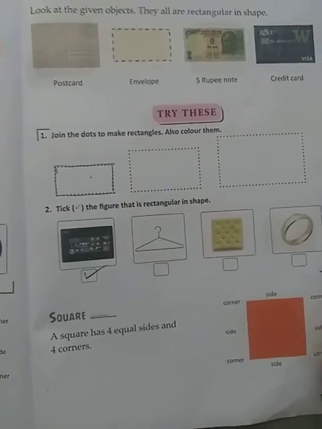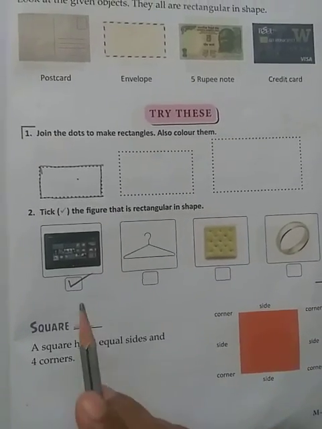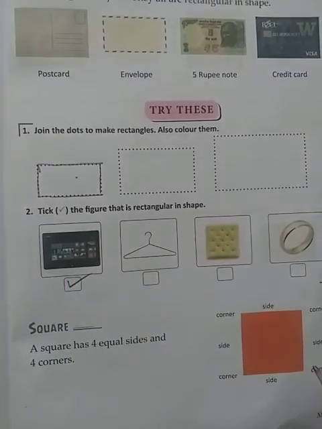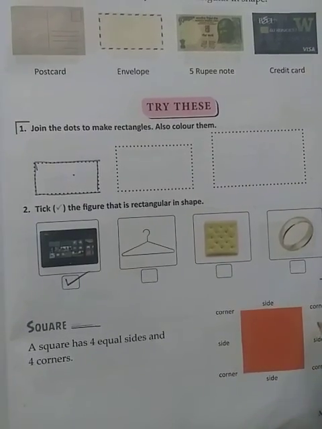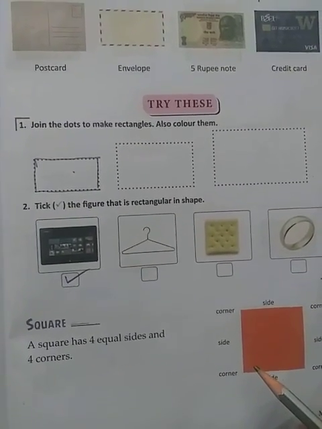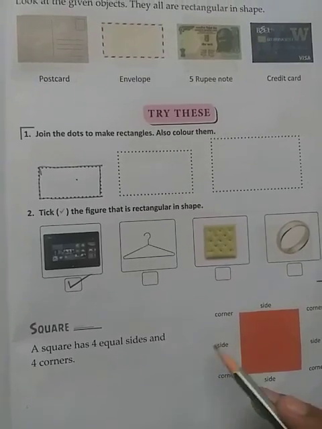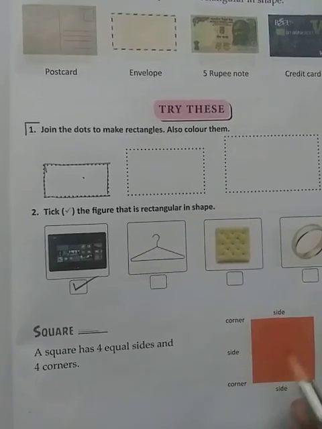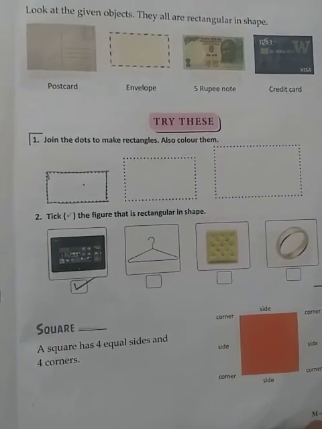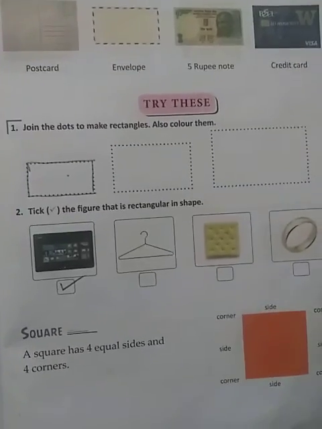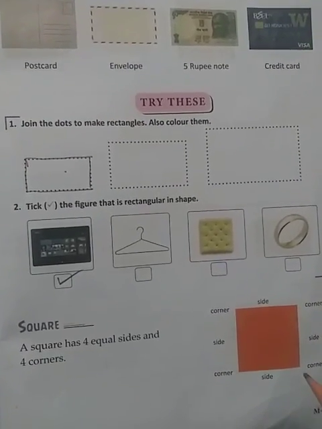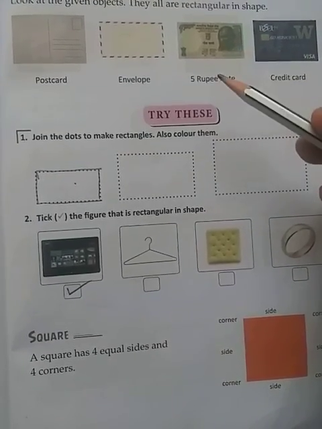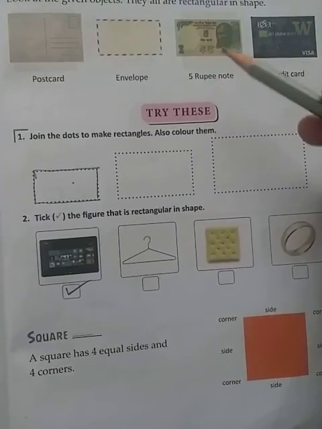Now how to identify the square and the rectangle? A rectangle has opposite sides equal, whereas a square has all the sides equal. Even this rectangle has four corners and a square also has four corners. A rectangle has four sides, a square also has four sides, correct. But to find out the difference between the rectangle and the square, see the square: all sides are equal, whereas in a rectangle the opposite sides are equal.